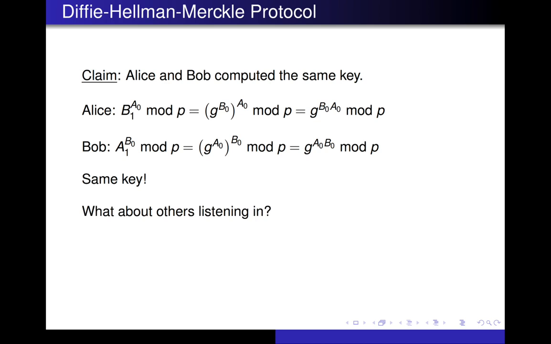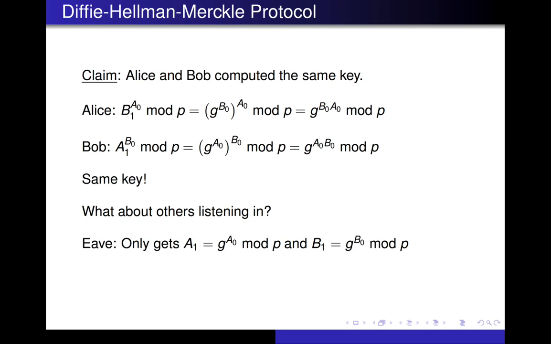So now I want to talk about what about others listening in? Could they figure out what that private key is between Alice and Bob? Well, let's look at what the eavesdropper knows. Eve. They usually write Eve, E-V-E, but Eve's an eavesdropper, so I'm going to spell Eve's name as the eavesdropper gets spelled. So don't give me a hard time.